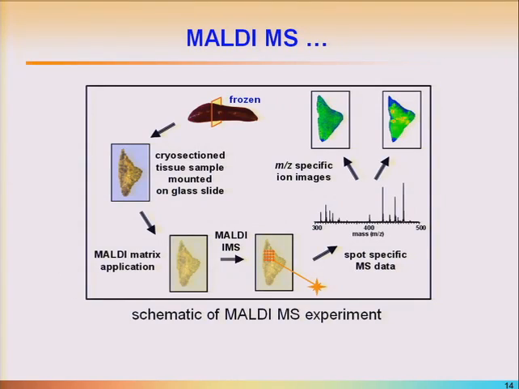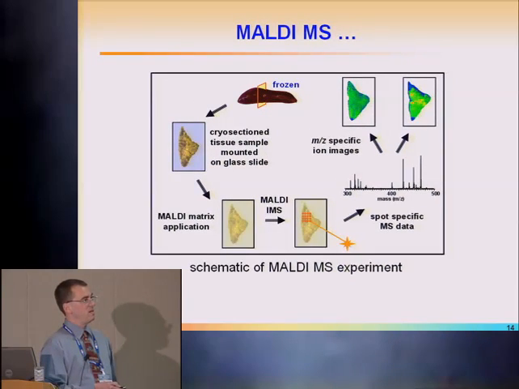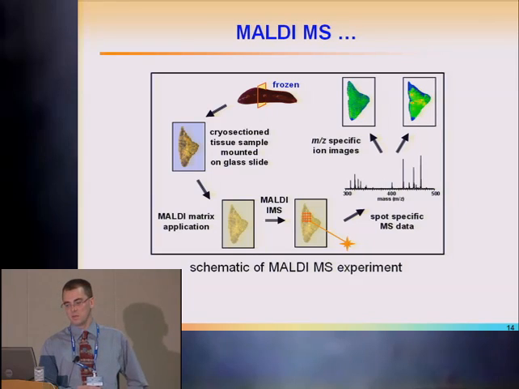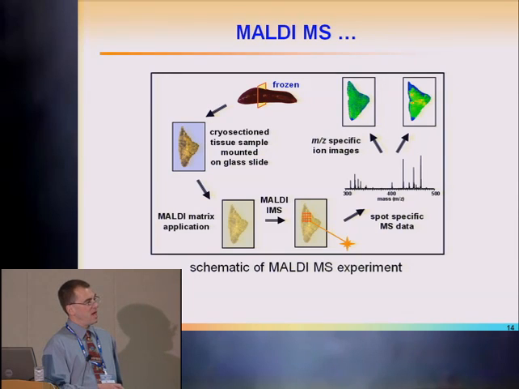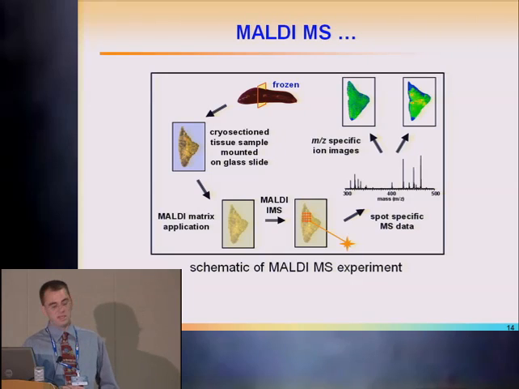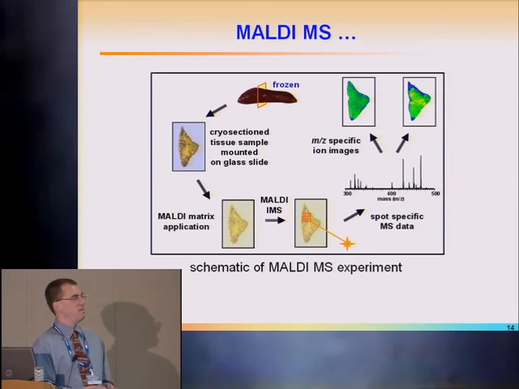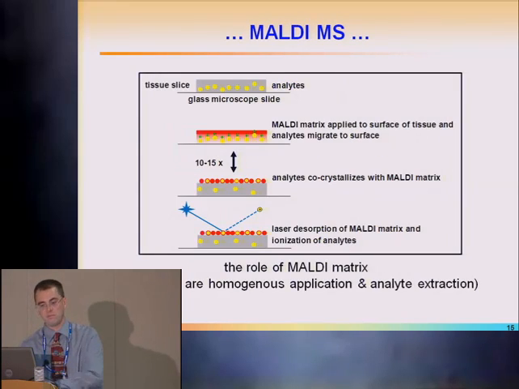Moving on to MALDI MS. Here is just a schematic of a MALDI-MS experiment. Up here, this is a spleen which is then cryosectioned and placed on a glass slide. Then you apply the MALDI matrix, and then you have the rastering of the laser across the tissue, and you have spot-specific mass spec data, which then allows you, through post-data acquisition processing, to achieve mass-specific ion images.